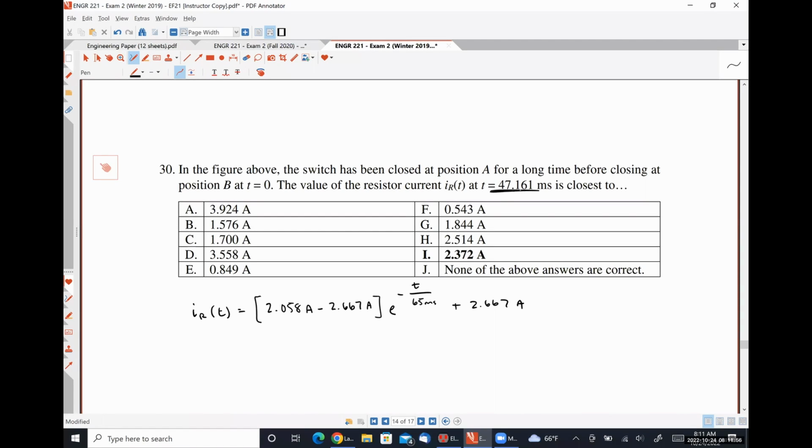So let's see what happens if I throw this into the calculator. Always a possibility that I made a dumb mistake. 47.161 over 65 plus 2.667, 2.372. Yeah.